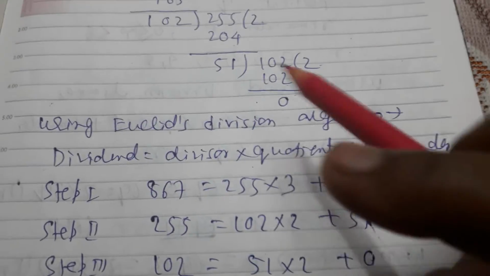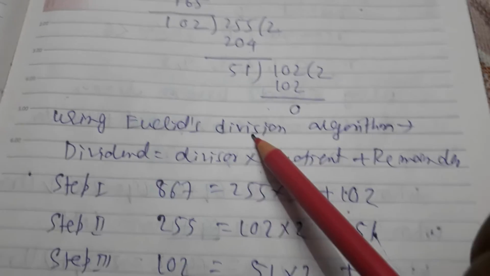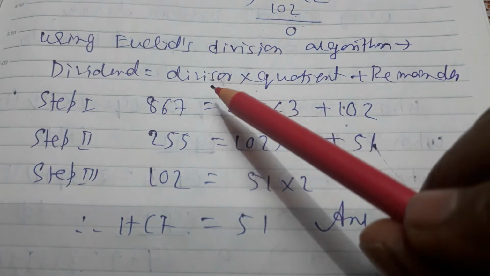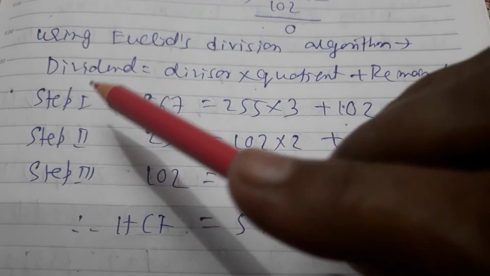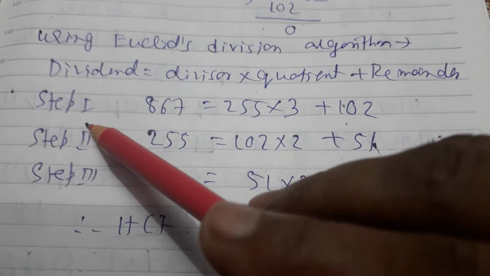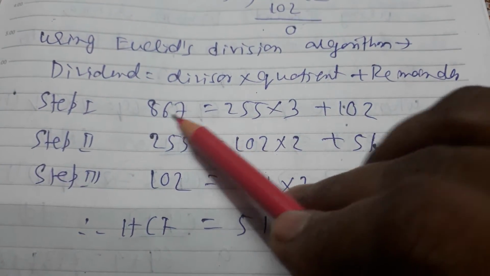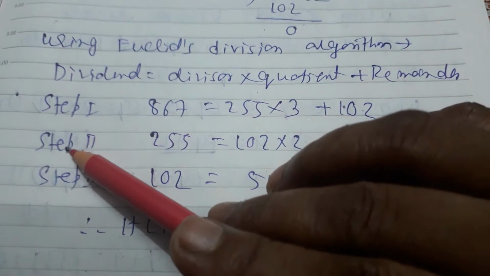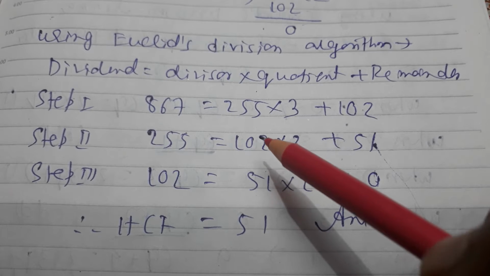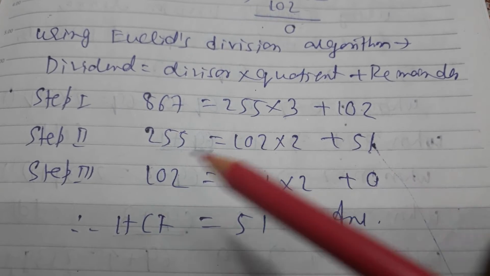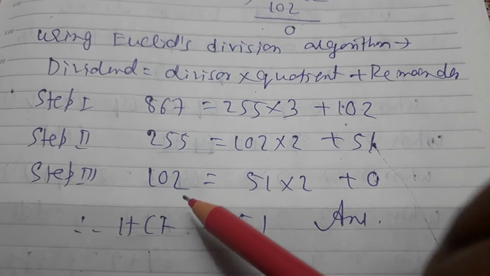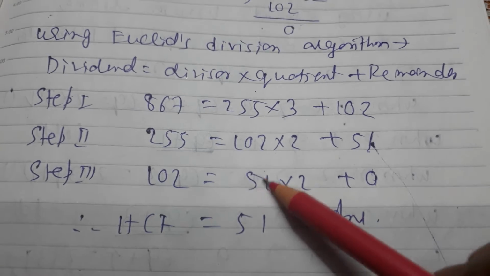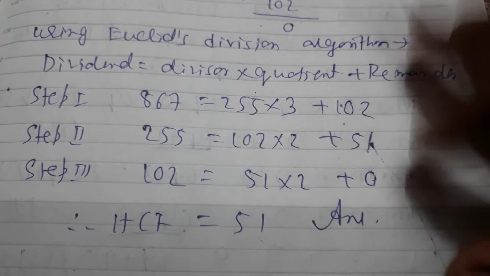So our division is completed. So using Euclid's division algorithm, always you have to write down this formula: dividend equal to divisor into quotient plus remainder. So step 1, step 2, step 3. In step 1, 867 equal to 255 into 3 plus 102. And in step 2, 255 equal to 102 into 2 plus 51. And in step 3, 102 equal to 51 into 2 plus 0. So HCF equal to this divisor 51, answer.